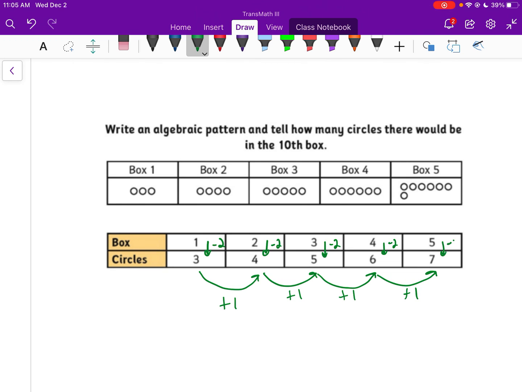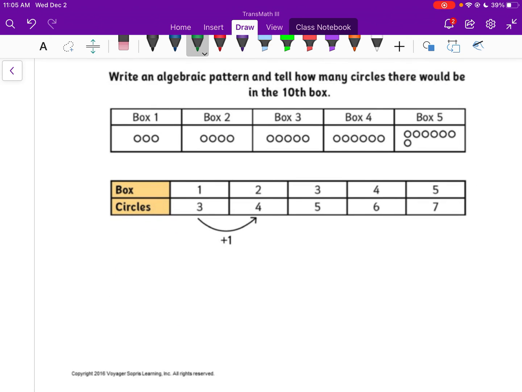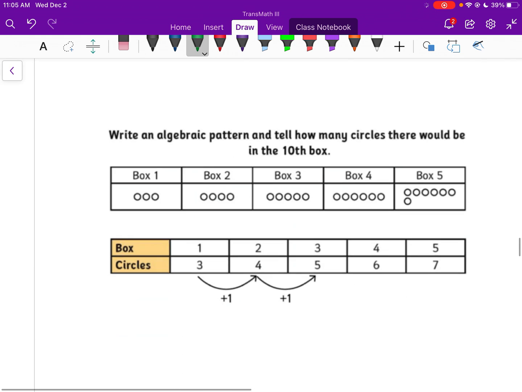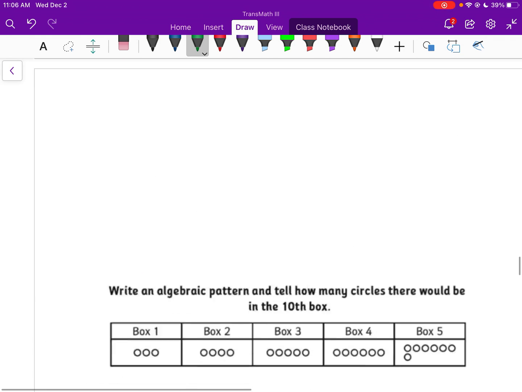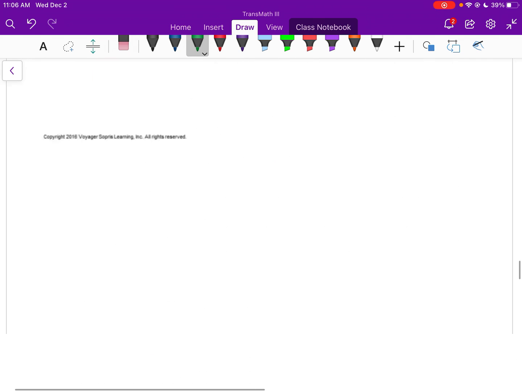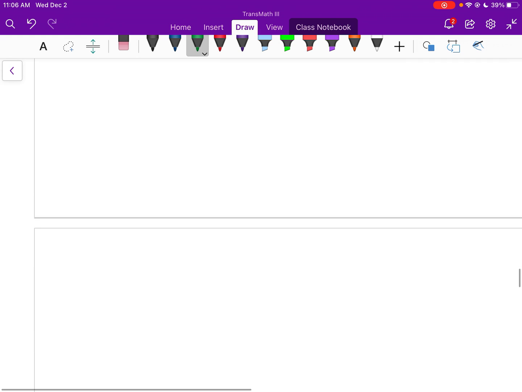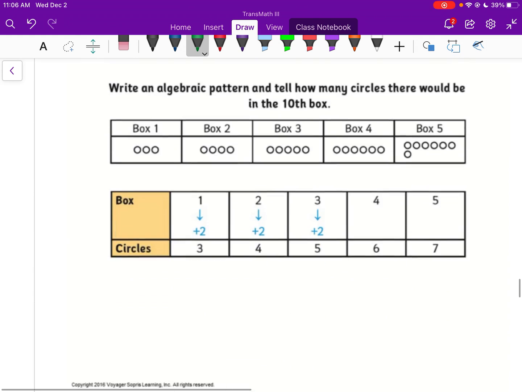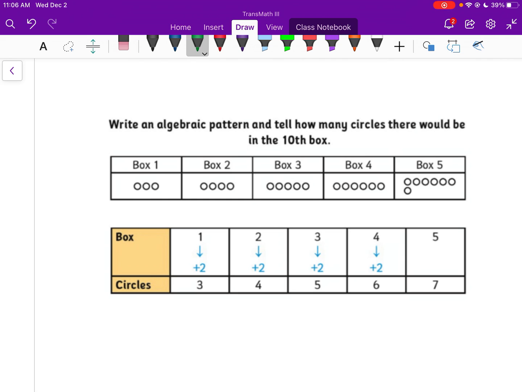Okay, and the next slides here will just emphasize that more. Okay, to get to the next number of circles, you add 1 every single time. Plus 1, plus 1. Okay, comparing the box to the circles now, we're adding 2 to get to that next one. So plus 2, plus 2. So in every single box, you're taking that box number and adding 2 to it in order to get the number of circles.